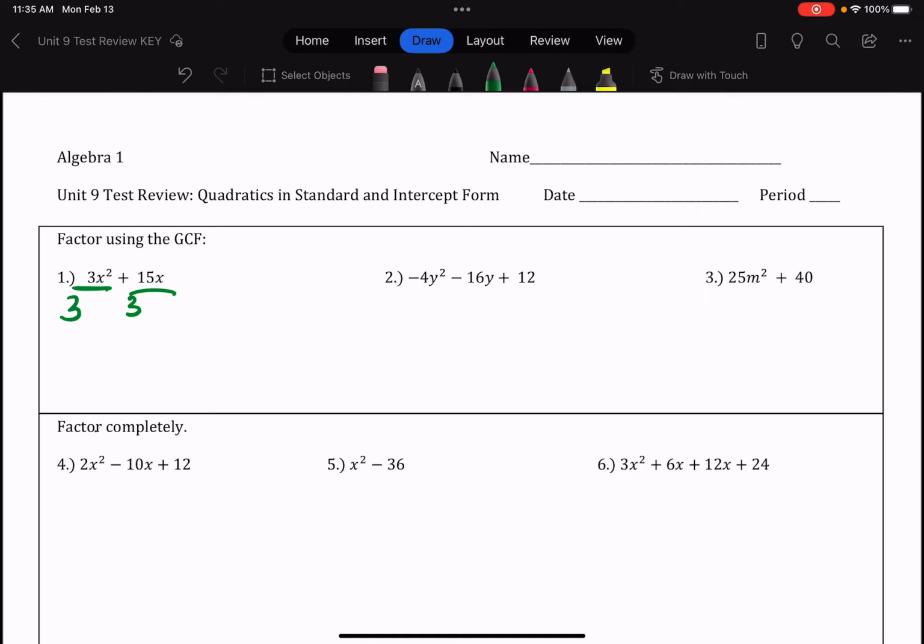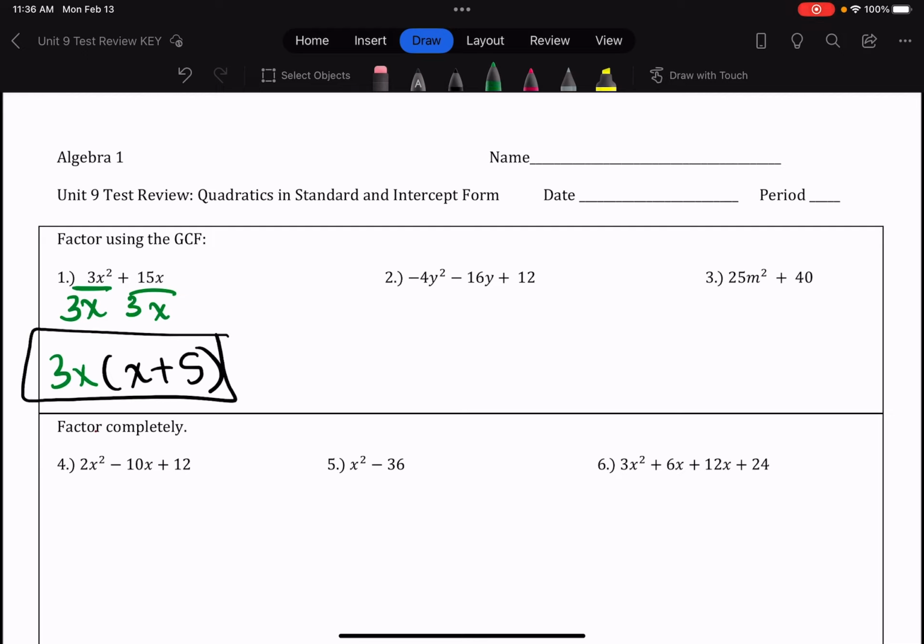I also am going to look to see if they both contain the same variable. And the first term has an x squared while the second term has an x. So the largest variable that I can take from both of these is an x. So in order to factor this out, I'm using the reverse distributive property. So I'm factoring out that 3x, which leaves me with x plus 5. Because 3x squared divided by 3x yields just an x. 15x divided by 3x is 5.